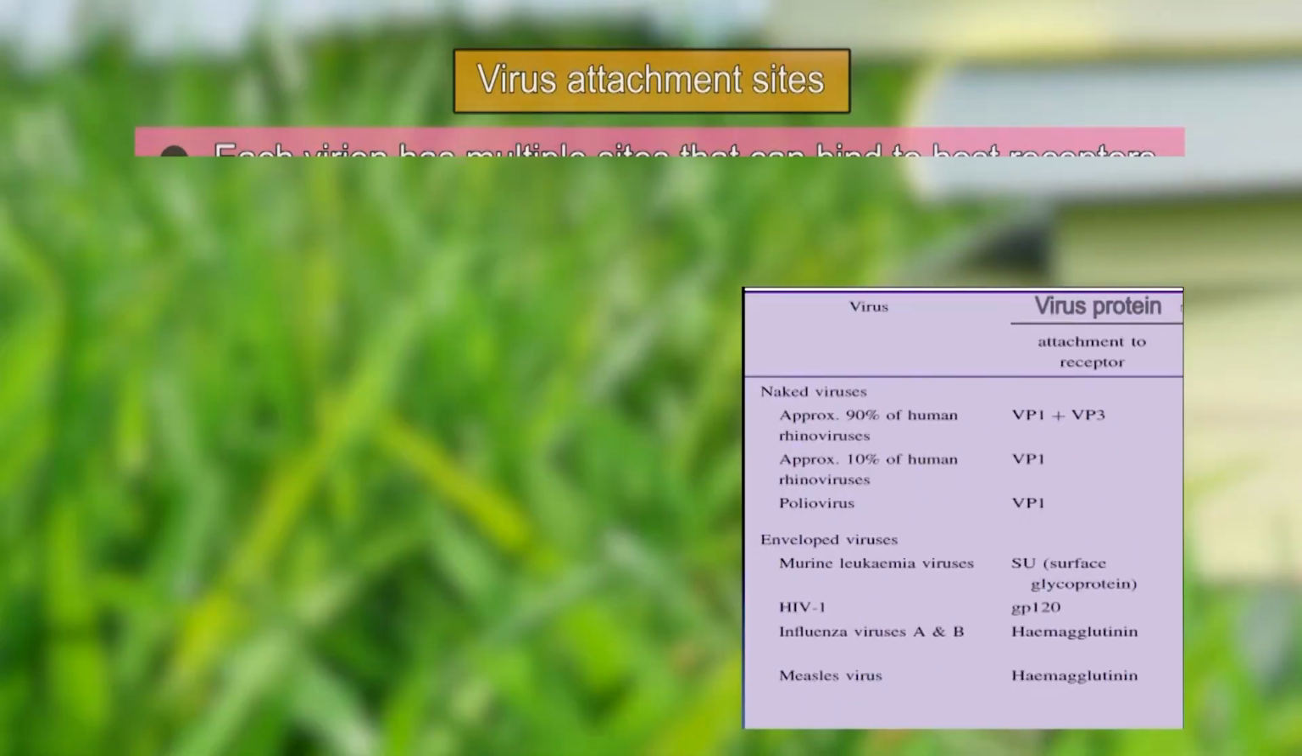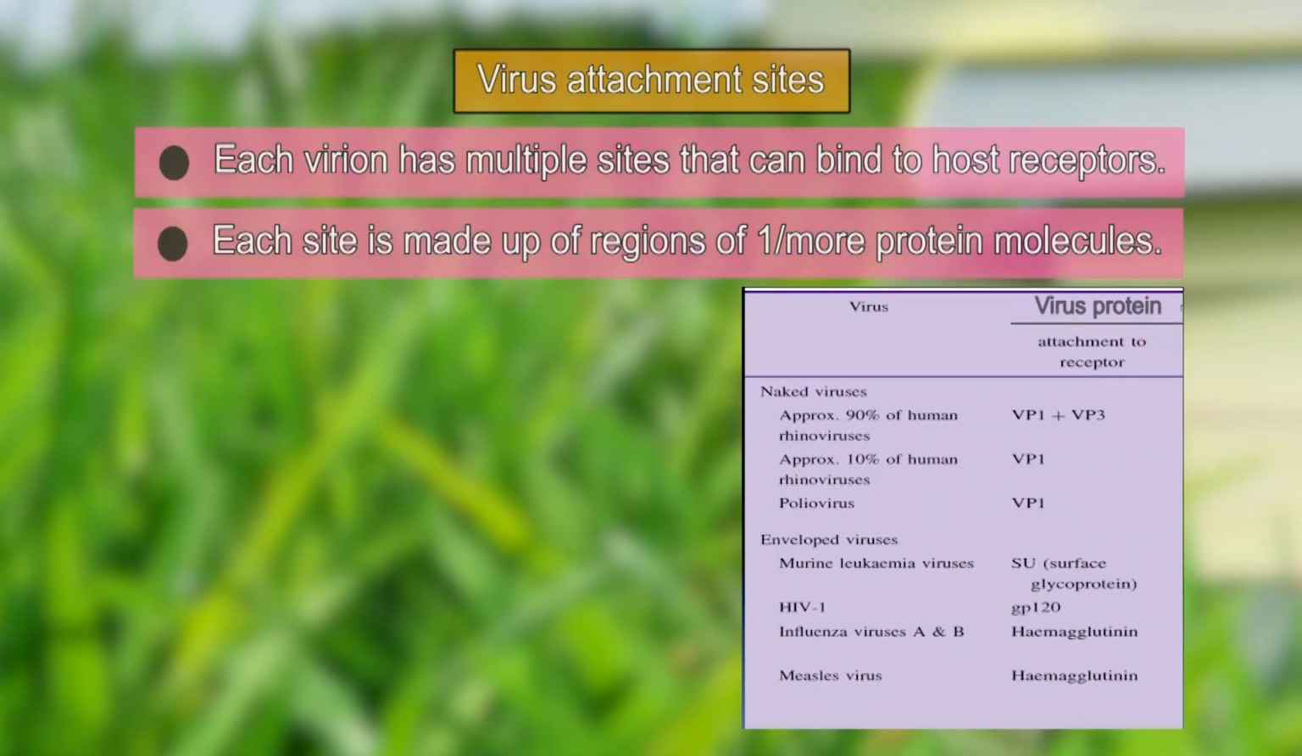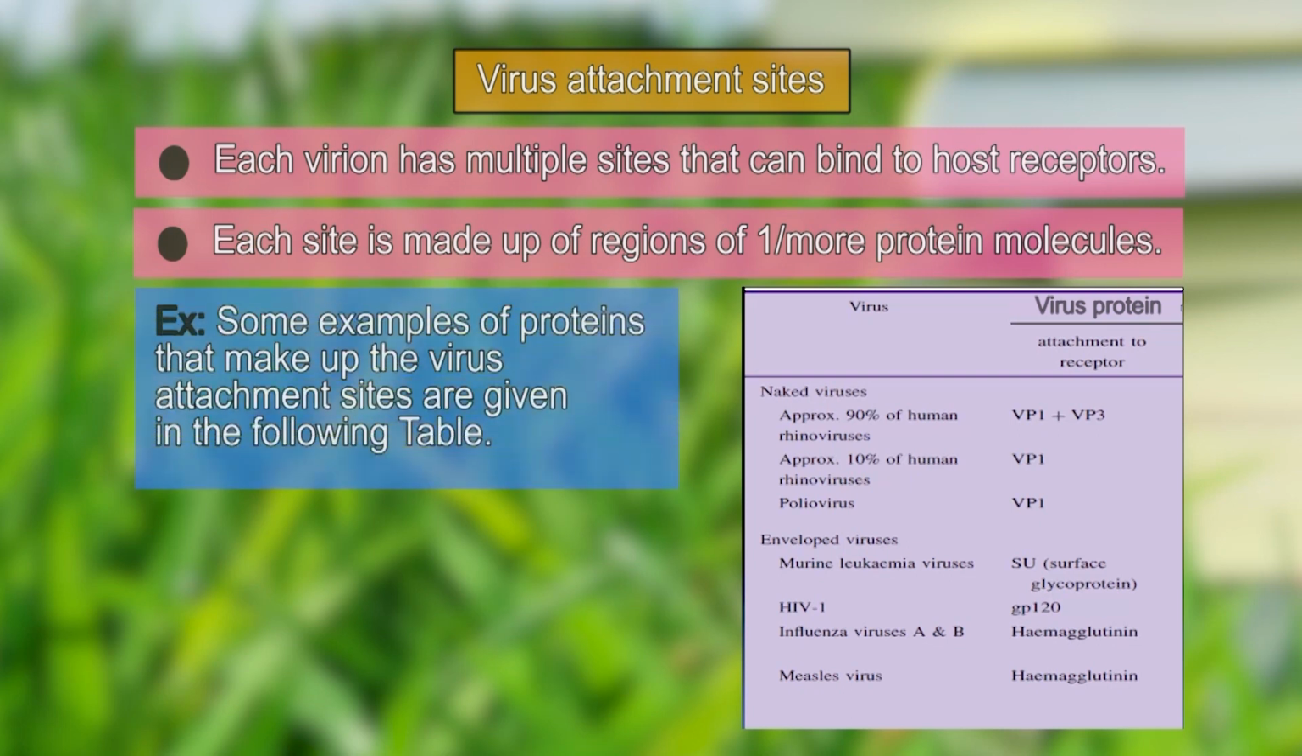Now on the virus part, the virion also has multiple sites, and each site is made up of one or more proteins with which it binds to the receptor or co-receptor. So this table exemplifies the different virion attachment sites, that is the virion surface proteins, which interact with the receptors and co-receptors.